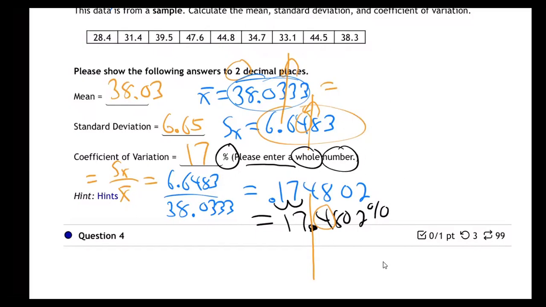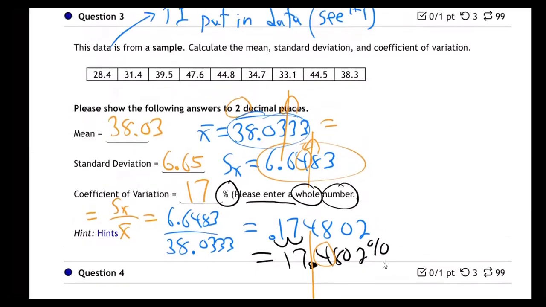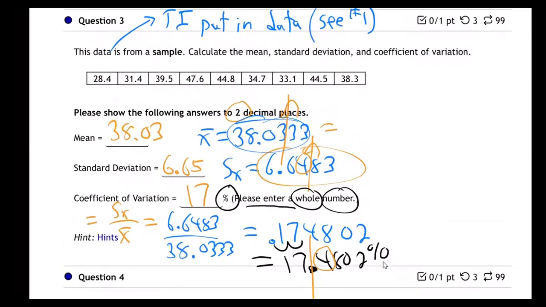What in the world is the coefficient of variation? Well, it tells you how much variation there is in your data set. These numbers right here don't have a lot of variation. Remember, what we're doing in this section is getting different tools which tell us what the center of a data set is. That's the middle, right? The middle of the data set is 38.